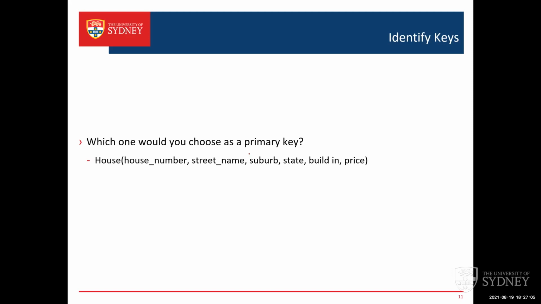Someone is asking, what is suburb? What is built-in? Built-in simply means when that house was built, so in which year. Suburb simply means, how do you say that, part of a state. Like Parramatta is a suburb. We have the university at Darlington. Darlington is a suburb. Okay.